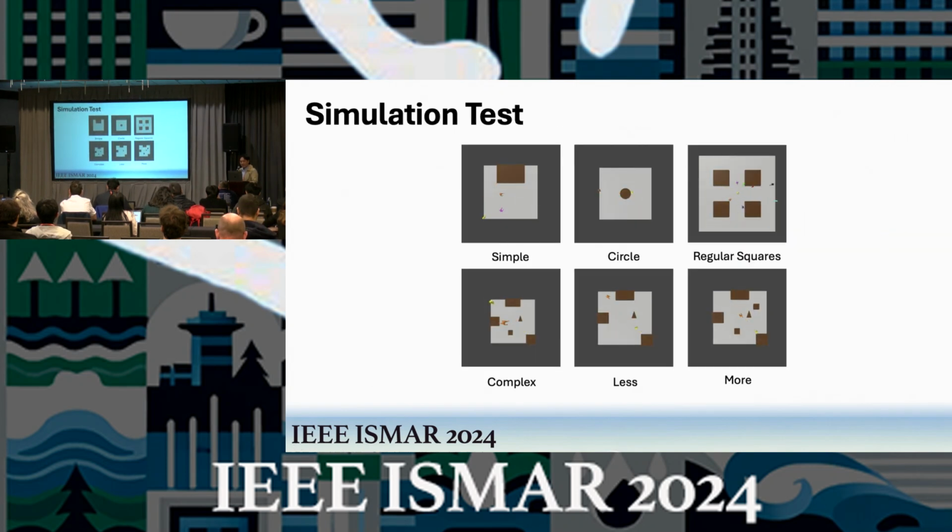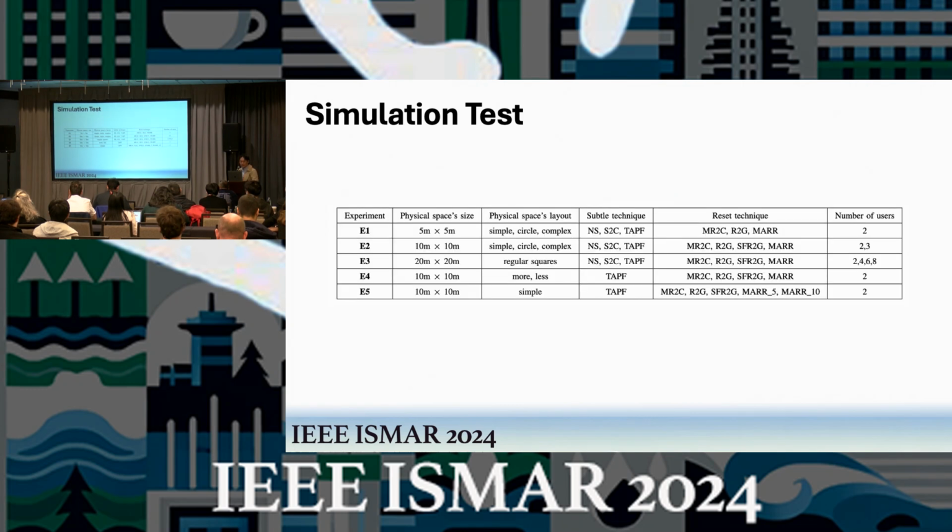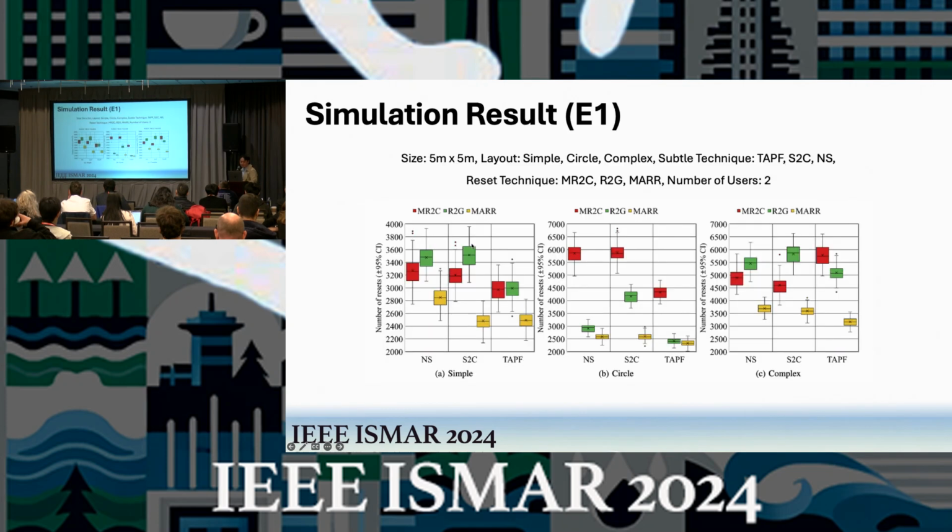And we trained and simulated the models we designed on a huge variety of physical spaces, like a lot of layouts, sizes, and numbers of users. So this is the summary of our simulation test. As you can see, we have 5 experiments. The first experiment was conducted in a small physical space, with 3 layouts, and we compare the subtle technique and reset technique. And the number of users experiencing the virtual world increases as the physical space size becomes larger and larger.